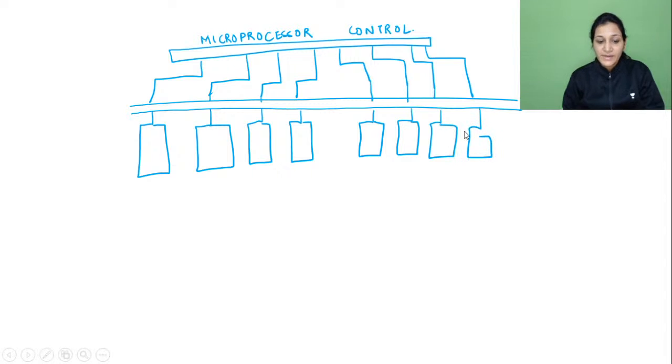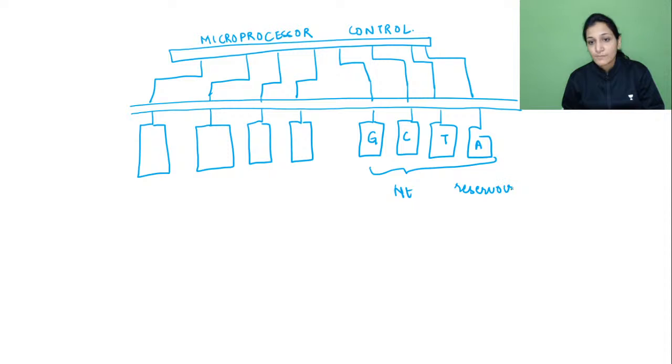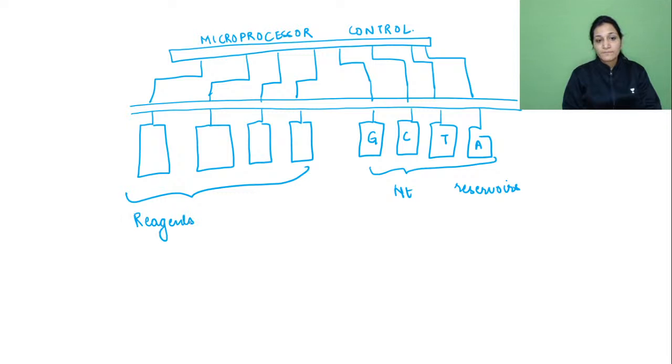Like this it will be connected. So here we can write G, C, T, A. These are the nucleotide reservoirs. And these are the reagents and solvents needed.